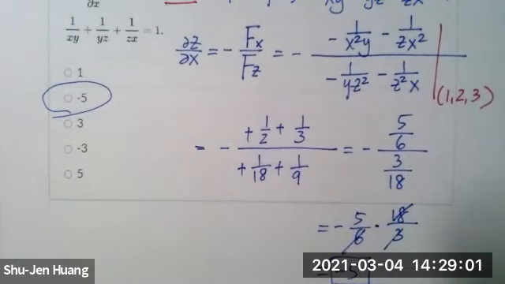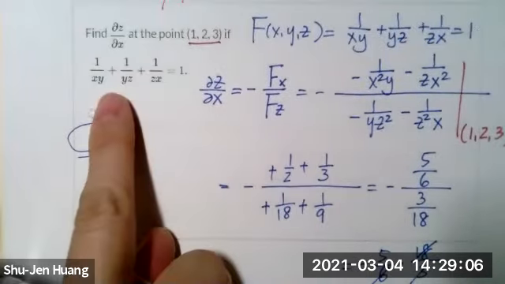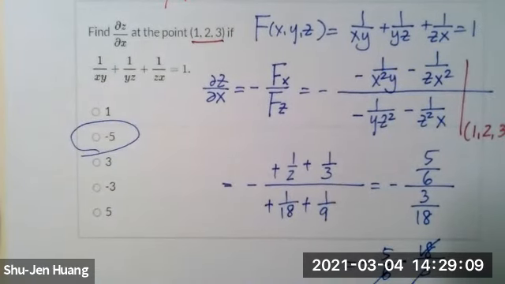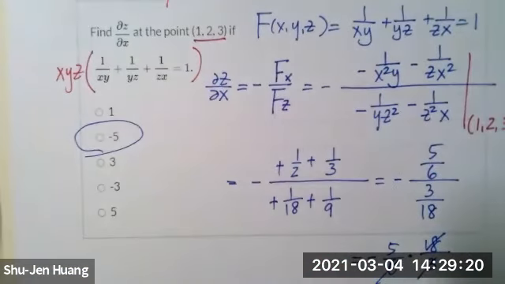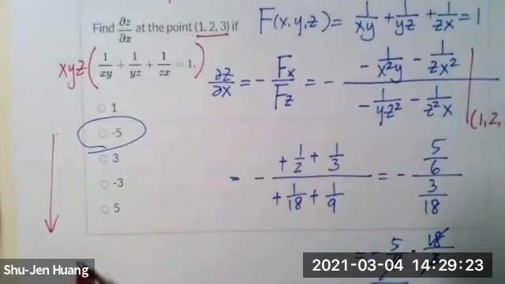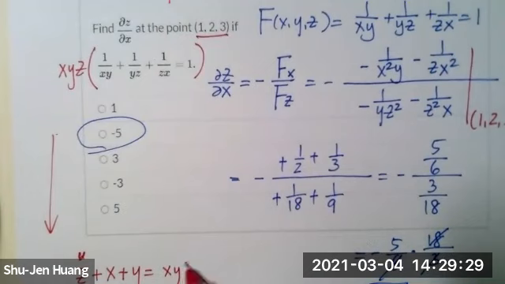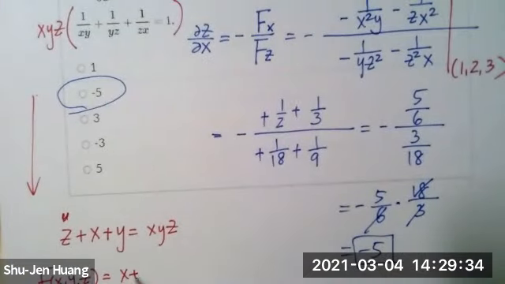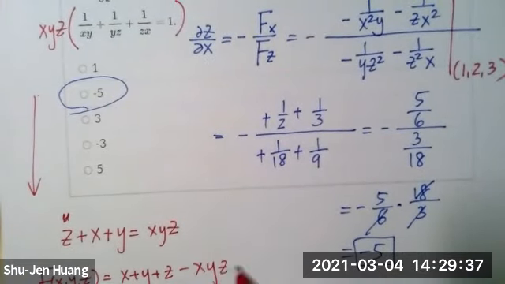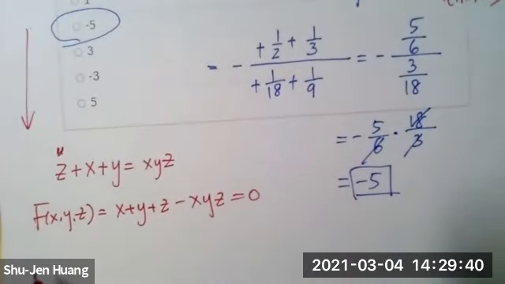All right, so in the chat someone asked, can we multiply x, y, z on both sides? Yes, if you want to do that. I think using that way would be easier, okay? If you multiply both sides by x, y, z, I believe you'll get the same thing here. So you're going to get z plus x plus y equal to x, y, z. Now you can let the function be x plus y plus z minus x, y, z equal to 0.